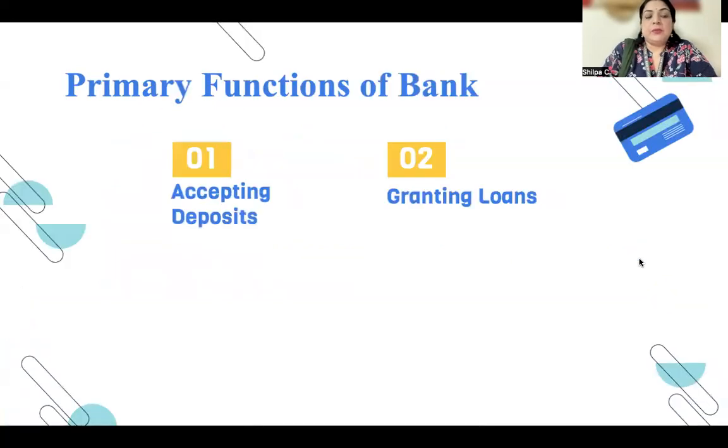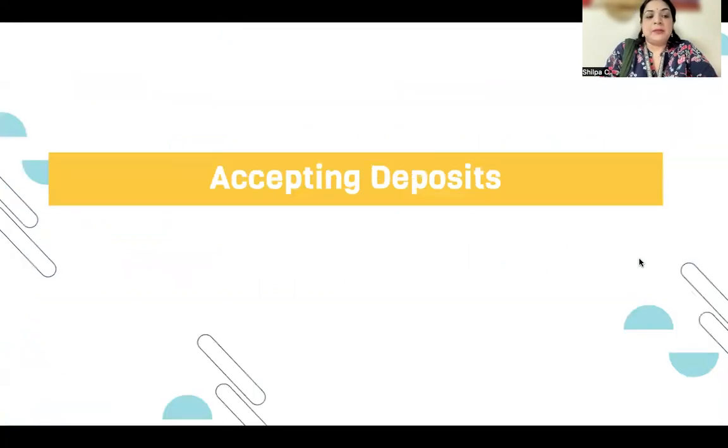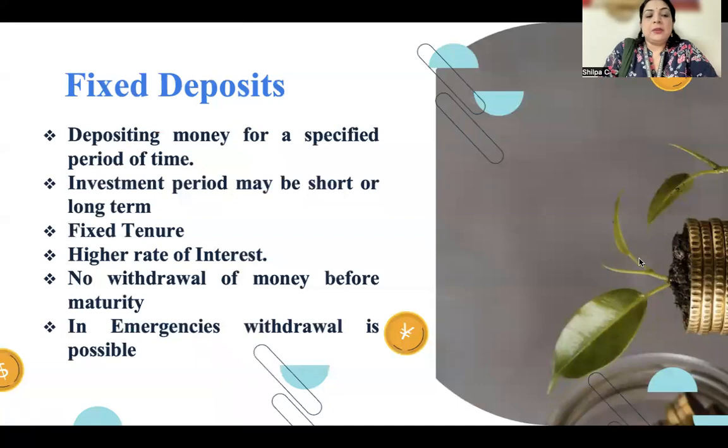Now we're going to see what the functions of a bank are. Basically, there are primary functions as well as secondary functions of a bank. The first primary function of a bank is to accept deposits, and the second primary function is to grant loans. Let's see one by one. How does it accept deposits? It accepts deposits in the form of a fixed deposit, which is very popularly known as FDs. I think many of you would have heard about FDs.